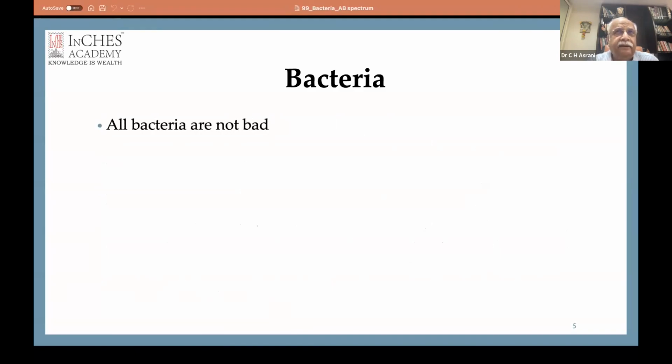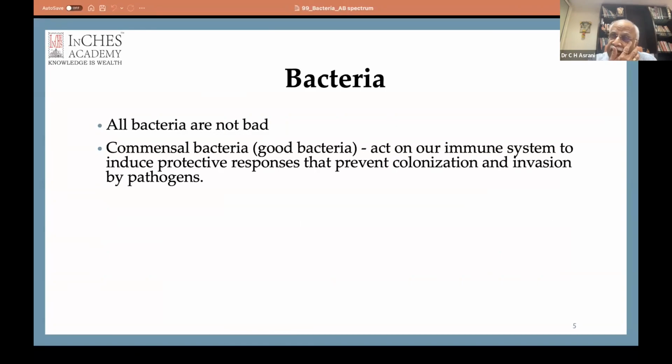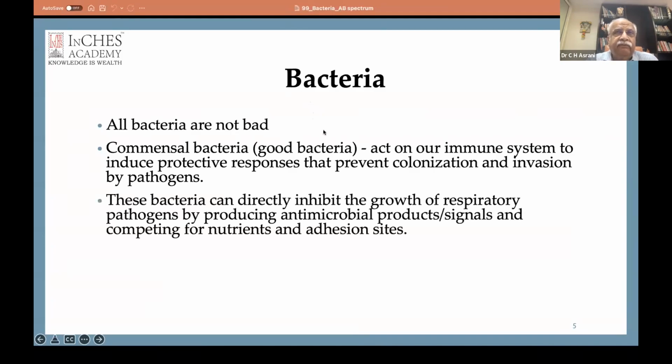All bacteria are not bad. Commensal bacteria, we know, are good bacteria which we need for our body metabolism. They act on our immune system to induce protective responses that prevent colonization and invasion by pathogens. These bacteria work in two ways. They can directly inhibit the growth of respiratory pathogens by producing antimicrobial products or signals and competing for nutrients and adhesion sites. There are adhesion sites which bacteria occupy and cause an infection. Our commensal bacteria can compete and block those sites.